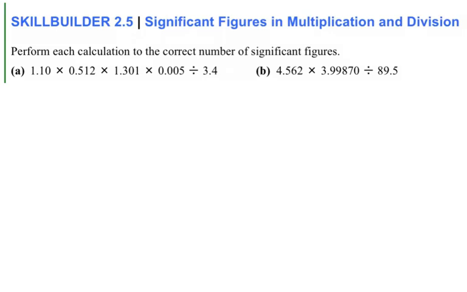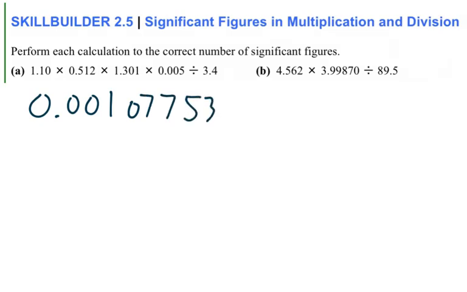So when you go ahead and plug that into your calculator, you're going to end up getting 0.0107754. Very long number. We don't want to show that. That needs to be rounded. So since we're multiplying and dividing here, we can use the same rule, which is to go by the least.